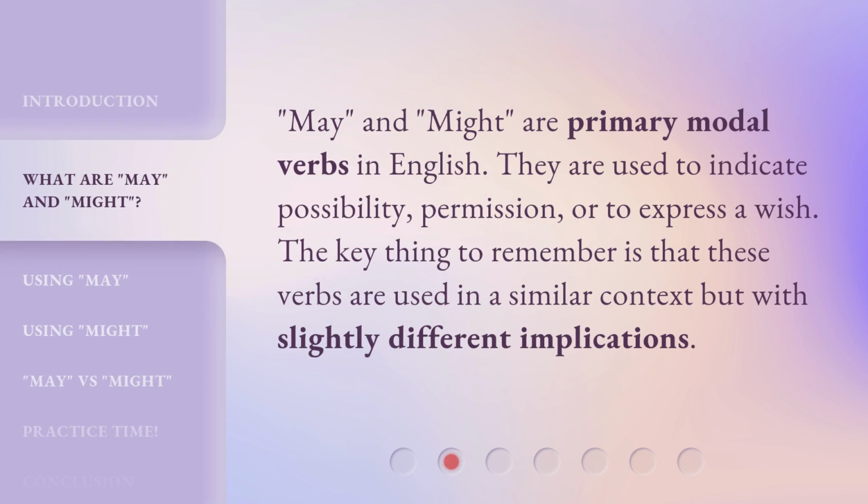May and might are primary modal verbs in English. They are used to indicate possibility, permission, or to express a wish. The key thing to remember is that these verbs are used in a similar context but with slightly different implications.